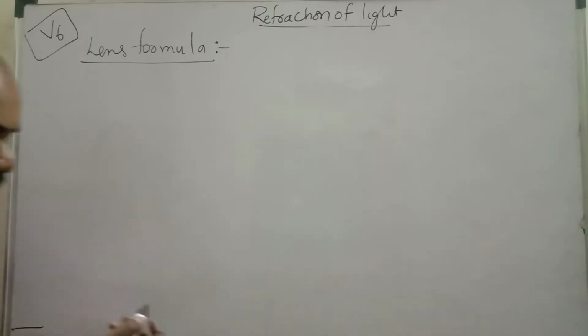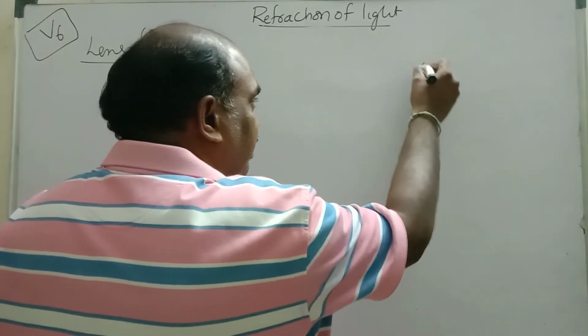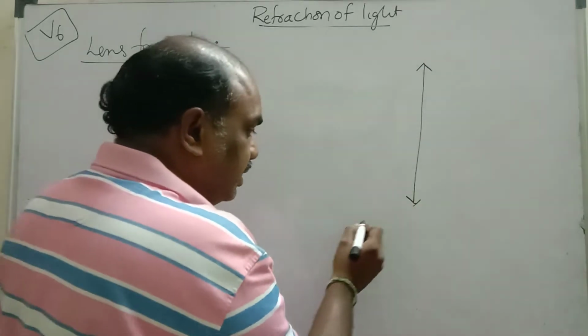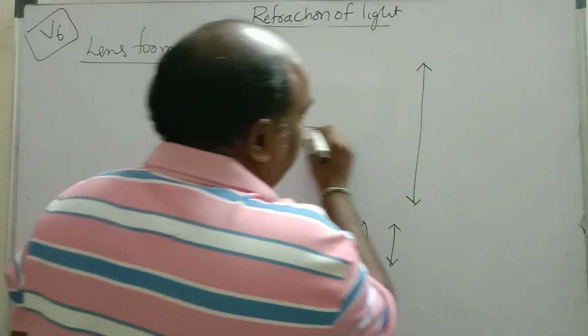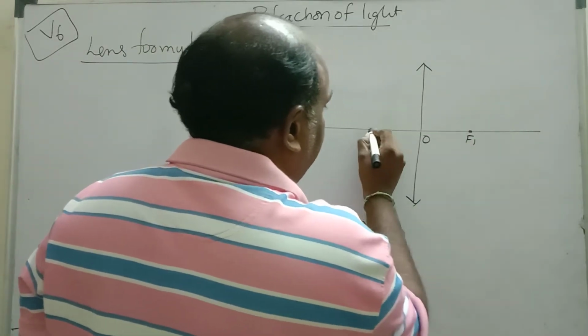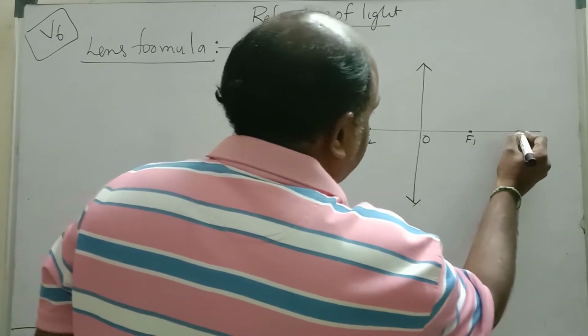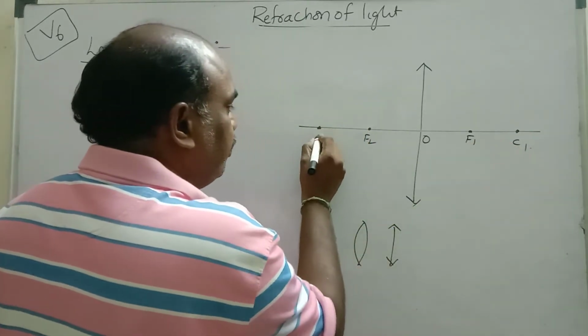We will see now. Children, observe carefully. This is a lens, biconvex lens, shortcut symbol. This is biconvex lens. Also, you can draw like this. Every convex lens consists of how many foci? 2 foci. How many centers of curvature? 2 centers of curvature, C1, C2.